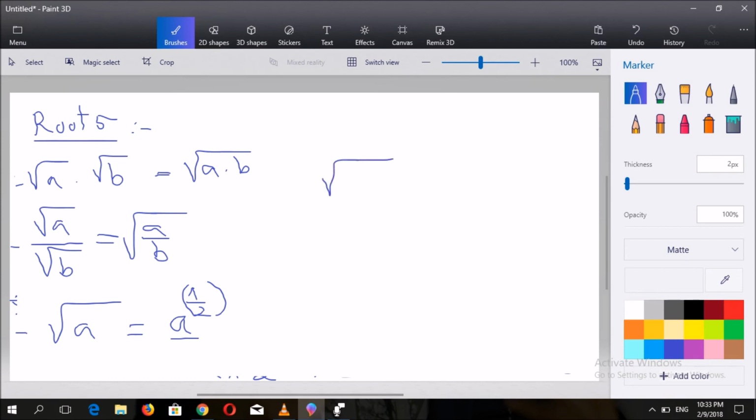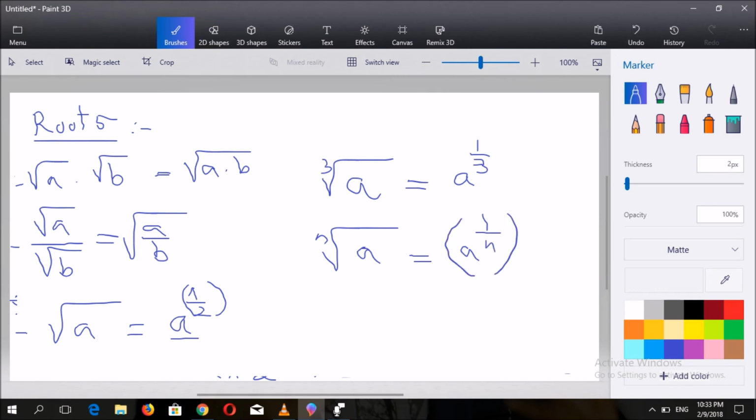Okay, what about if we have the square root of a divided by the square root of b? In this case, the result is going to be the square root of a divided by b. One other rule that you need to keep in mind as well is about the square root of a.